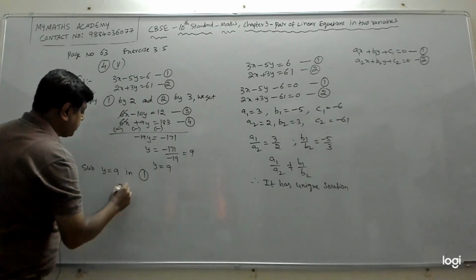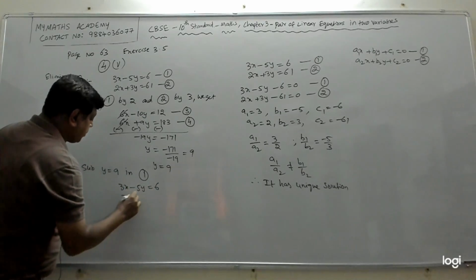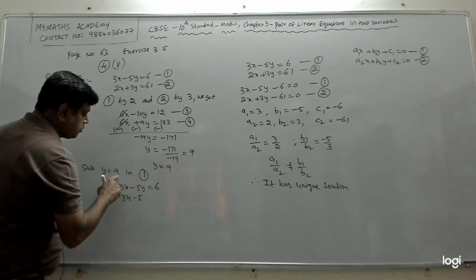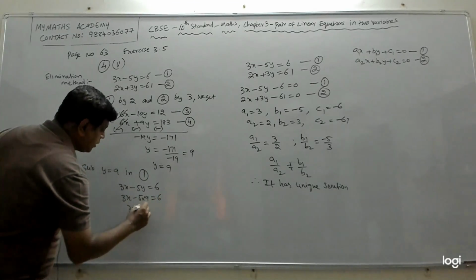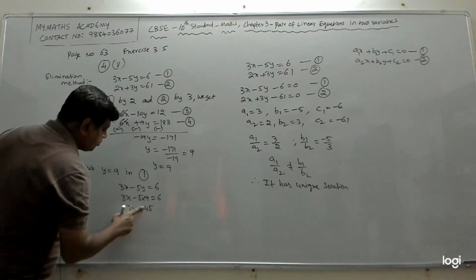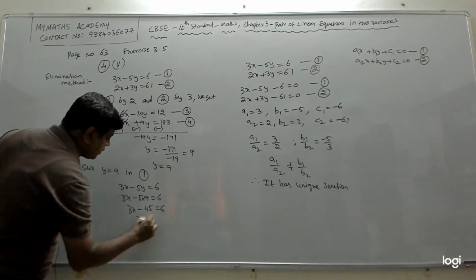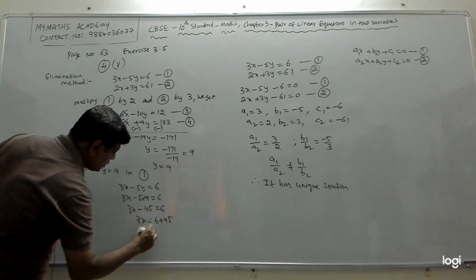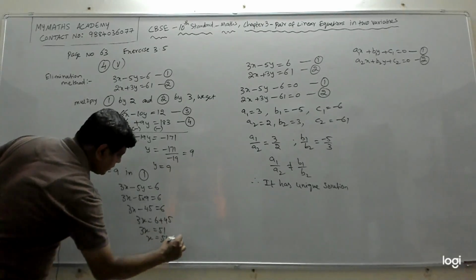What is the first equation? 3x minus 5y equal to 6. So 3x minus 5, in the place of y I should put 9. So 5y means 5 into 9, equal to 6. So which means 3x minus 45 equal to 6. So 3x is equal to 6 plus 45, which means 3x is equal to 51. x is equal to 51 by 3, which is 17.